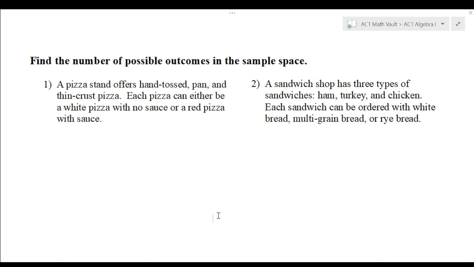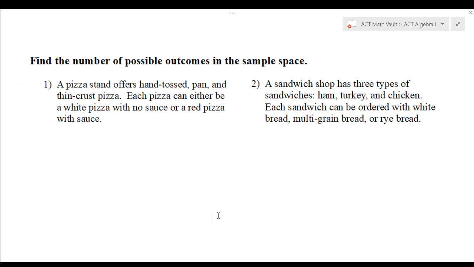So it says to find the number of possible outcomes in the sample space. Possible outcomes meaning, like in number 1, it's talking about creating pizzas. We have hand-tossed, pan, and thin crust. Okay, so 3 options in terms of the size of the dough. And then the next option is what type of sauce you would want as well.